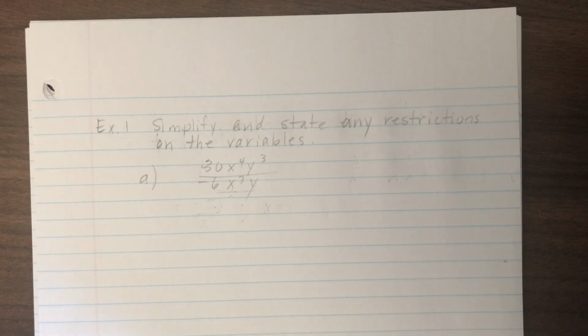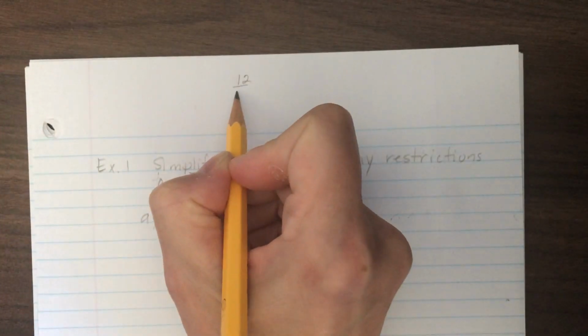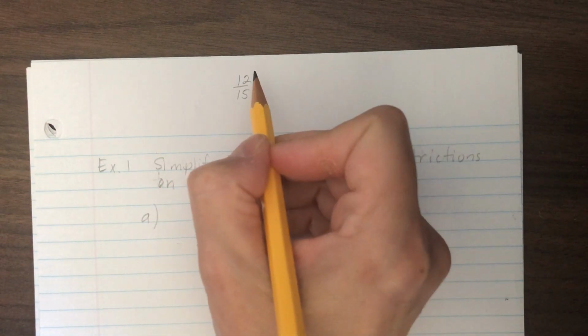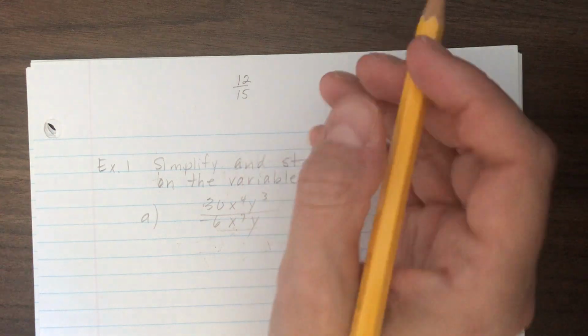So before I show you how to simplify rational expressions, I just want to state that it's very similar to simplifying fractions or putting fractions in lowest terms. So for example, if I have 12 over 15, you know that in lowest terms, this would be 4 over 5. And how do we get that really?